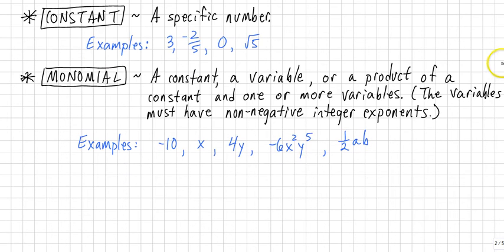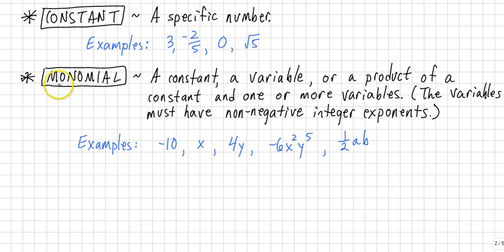So quite a bit of vocab is going to go with this. A constant, which we've talked about earlier this year, is just a specific number. So it's not a variable, it's a specific number. So 3 or negative 2/5 or 0 or square root of 5 or any real number that you can think of, a specific number we just call a constant.